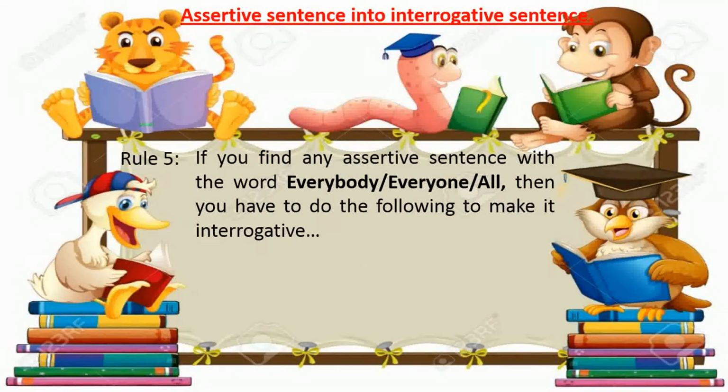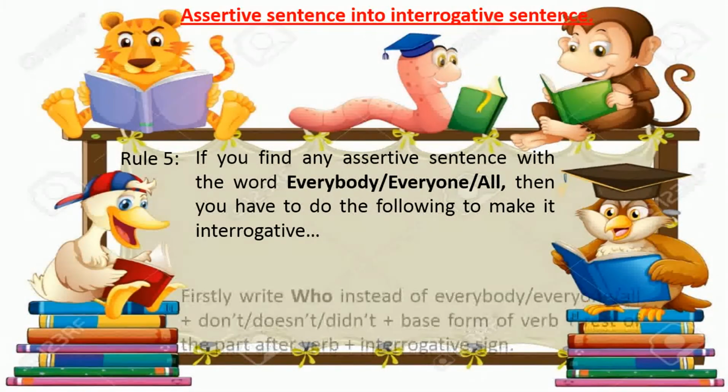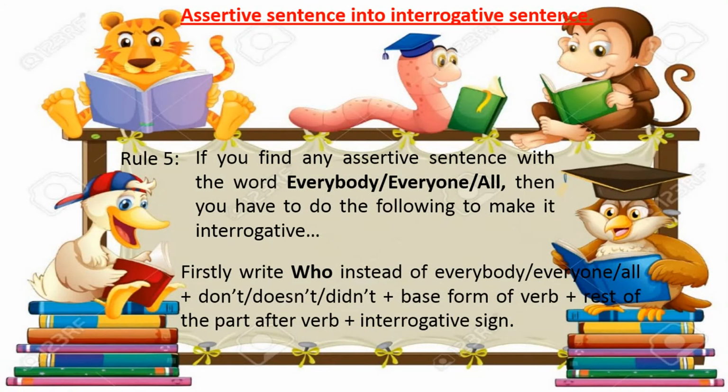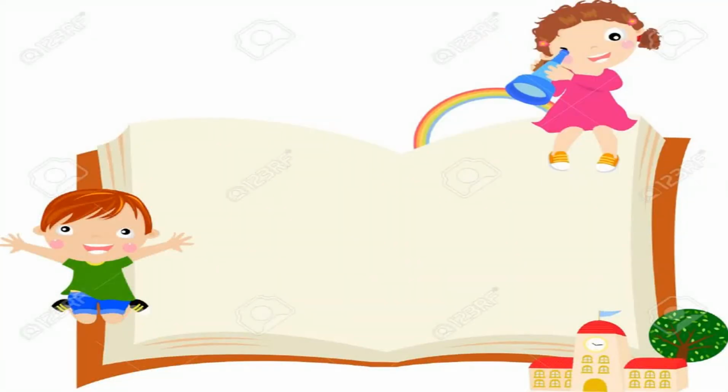If you find any assertive sentence with the word everybody, everyone, or all, then you have to do the following to make it interrogative. Firstly write who instead of everybody, everyone, all, plus don't, doesn't or didn't, based on the tense and the subject of that sentence, plus the base form of the verb, plus the rest of the part after the verb, plus the interrogative sign. Try to remember the structure here. We have some examples to make it clear.